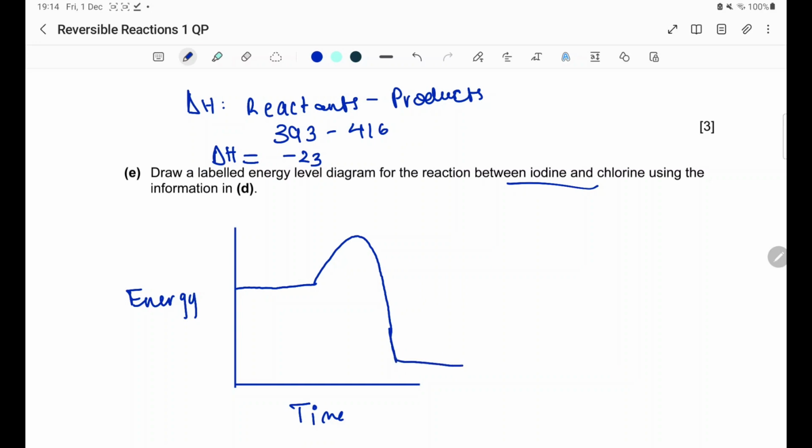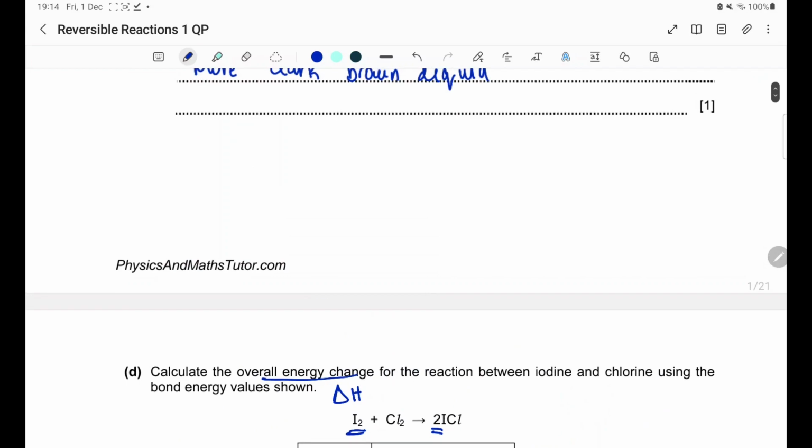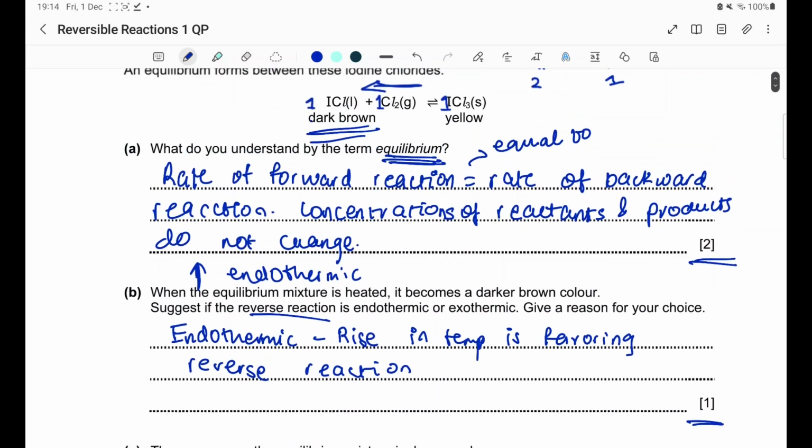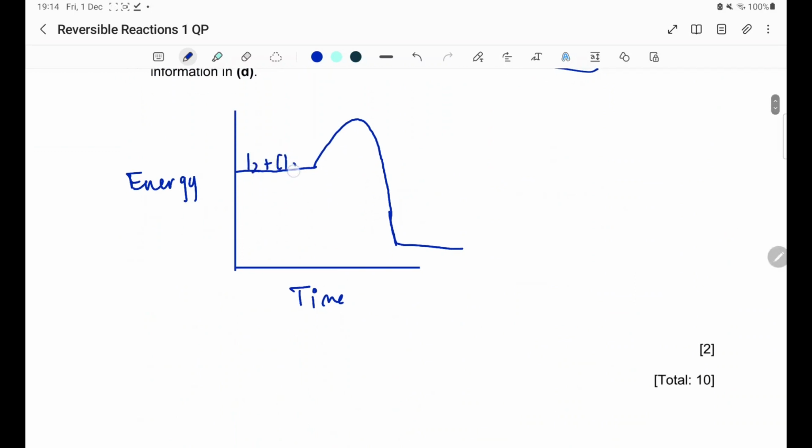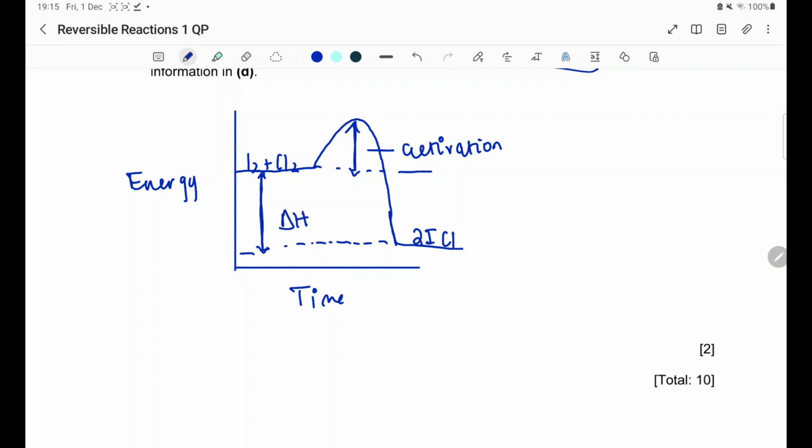there we go. So they said labeled diagram, so you know that we have I2 and Cl2. Okay, I2 plus Cl2 here, and then 2ICl here. Then over here we have the activation energy, and then from here to here we have delta H. So that is your energy profile diagram.